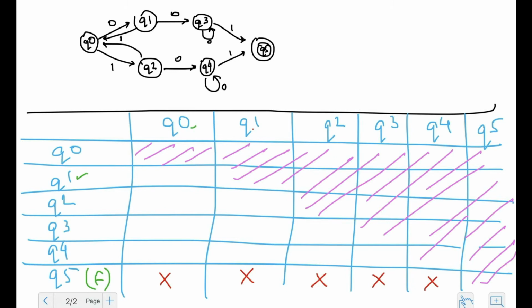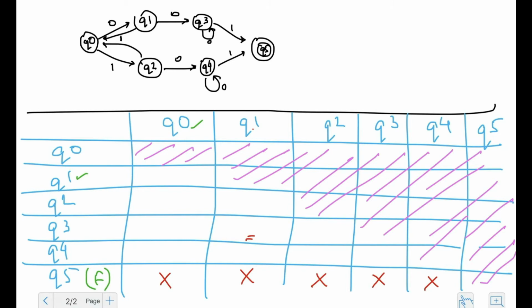These are the ones that I'm comparing right now. And now what I say is, if there's any symbol for which Q0 and Q1 go to some state pair which is marked, then I need to mark those. So where does Q0 go on a 0? It goes to Q1. And where does Q1 go on a 0? It goes to Q3. So I need to check whether Q1, Q3 is marked, and that is right here. And it's not marked, so I cannot comment anything based on the 0 transition.